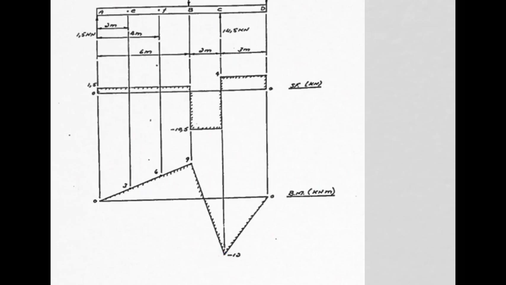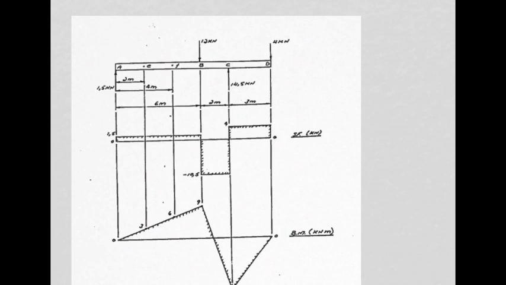And because there are only point loads in this example, it is all straight lines, so you can simply join the dots with a ruler, and there is your bending moment diagram, and there's your shear force diagram for this simply loaded beam.